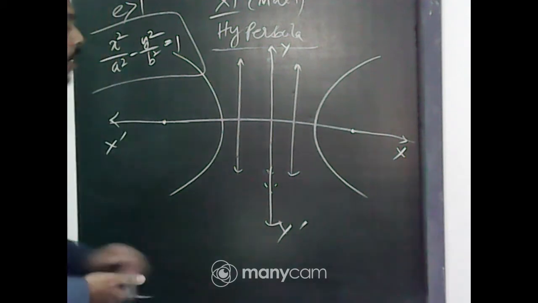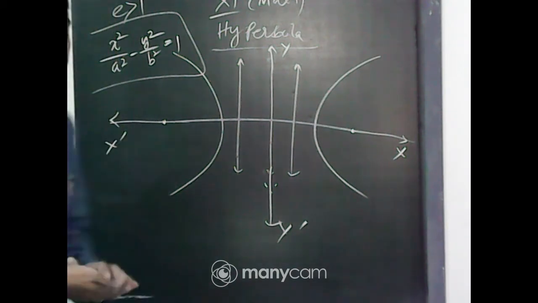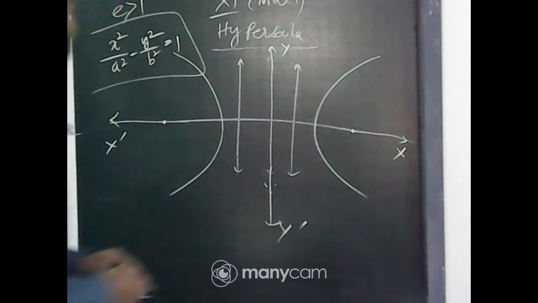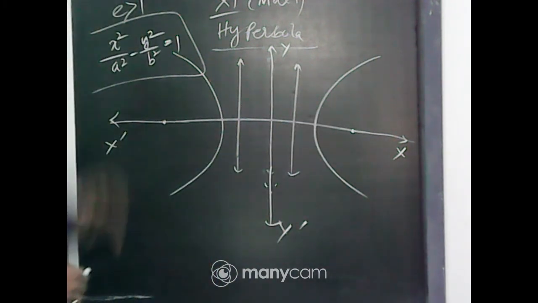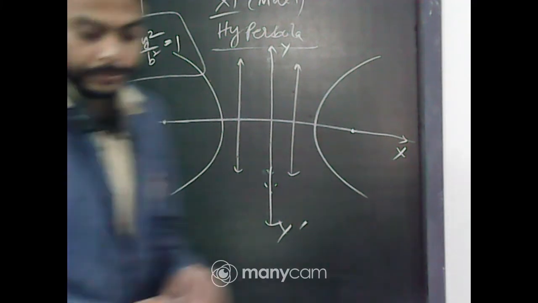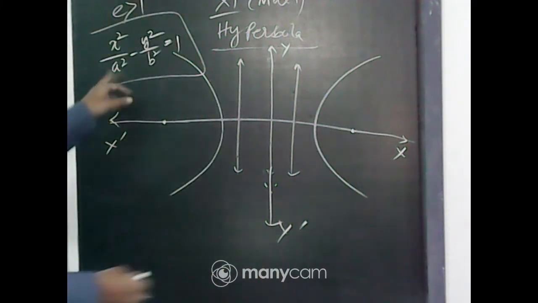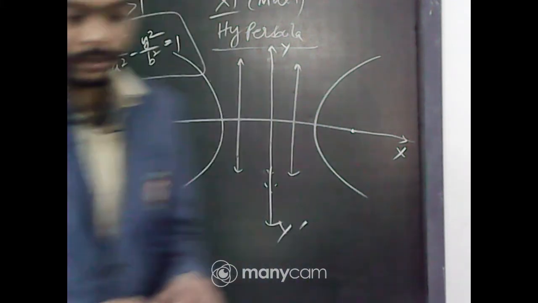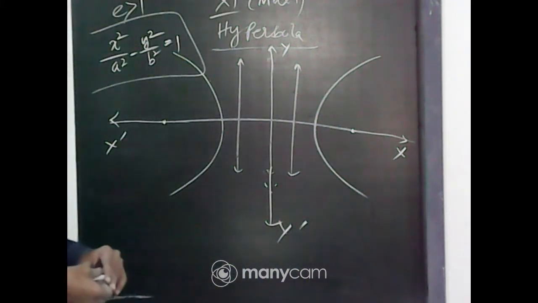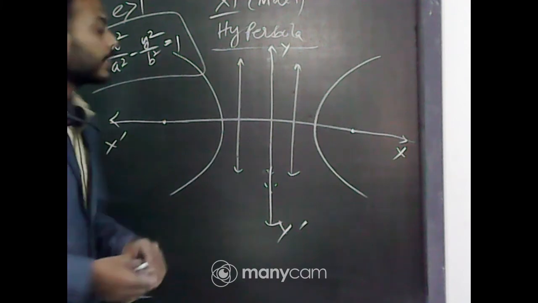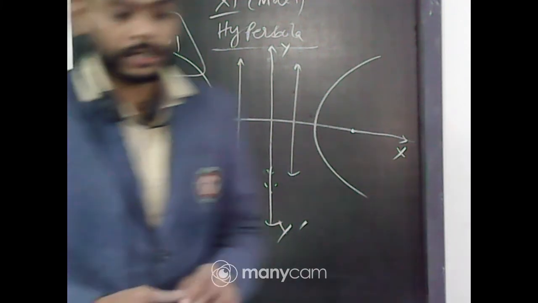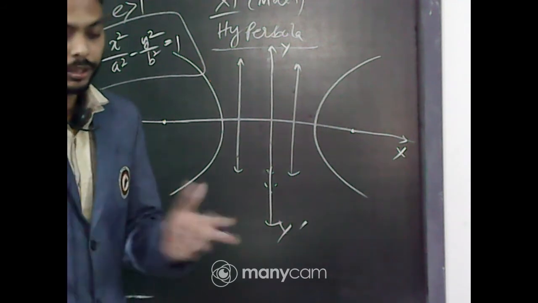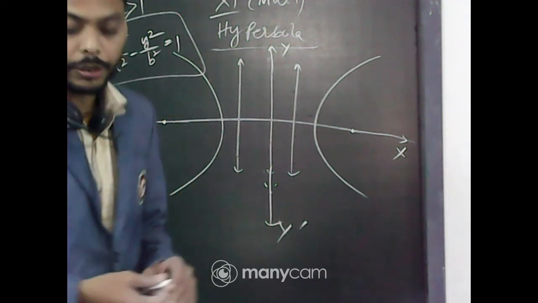Now similarly, the length of the transverse axis is 2a, and the length of the conjugate axis is 2b. So a means half of the transverse axis, the semi transverse axis, and b means the semi conjugate axis. I am telling you all the information, just listen to me or you may write it in your copy.